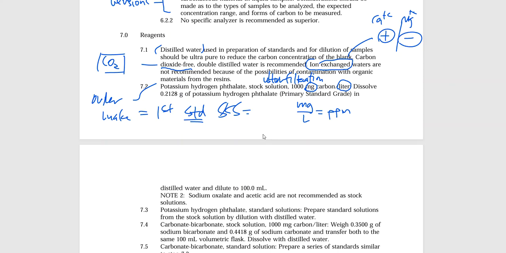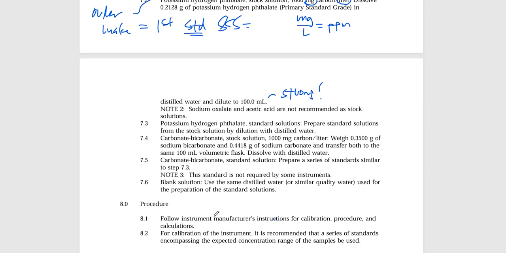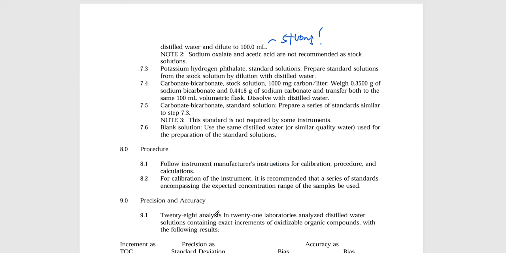This is what we're going to make. Okay, so it tells me measure out 0.2128 grams of potassium hydrogen phthalate in distilled water and dilute it to 100 mils. All right, so the problem here is that this is way too strong. We cannot be running 1,000 ppms on our machine. We shouldn't, at least, because that is nowhere near what our samples are going to be reading that we bring in. At least I hope not.